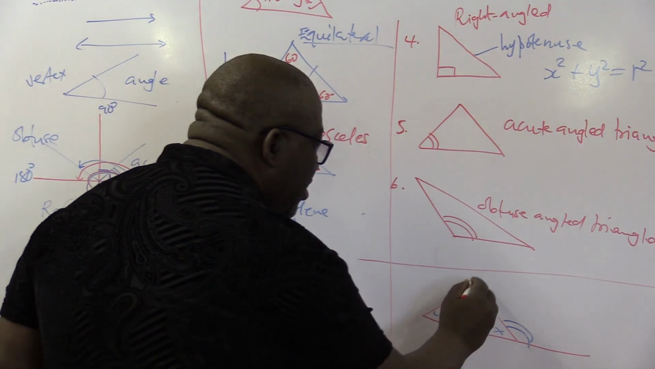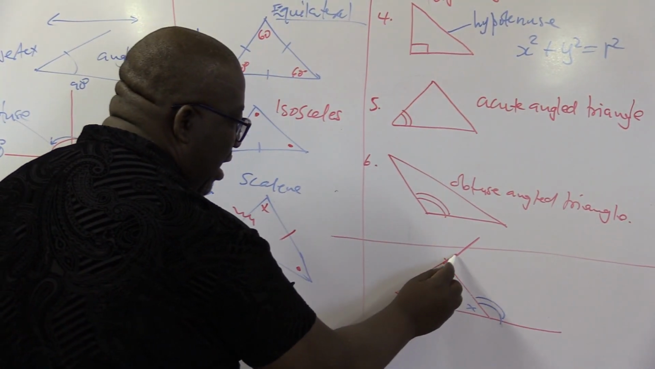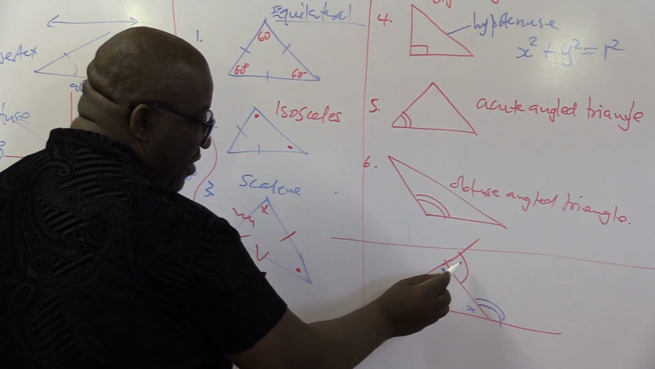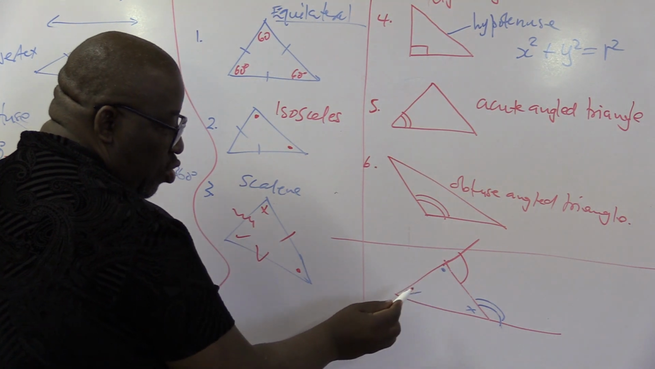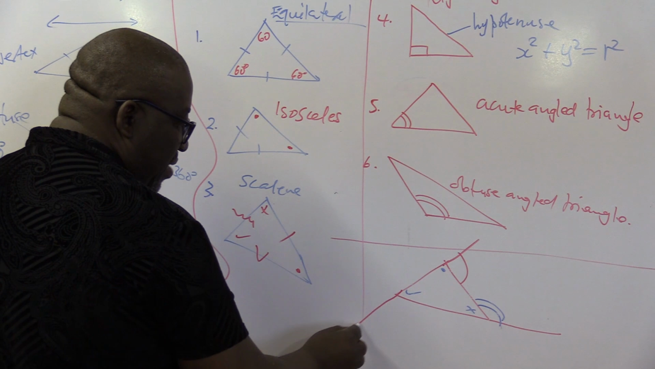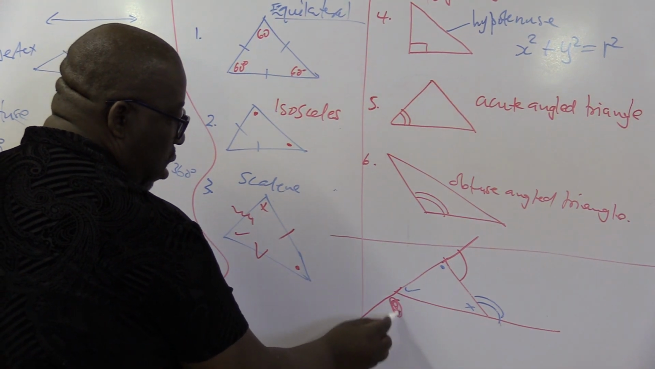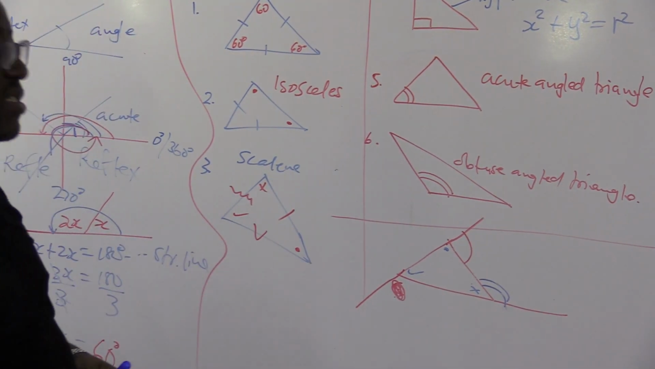No matter where the exterior angle is, let's extend it this side. Can you see where the exterior angle is? This becomes the exterior. Therefore, this angle will be equal to this plus this. The exterior angle is equal to the sum of the two opposite interior angles. So even if I extend it from this side, this one will be equal to this plus that. So that's called the exterior angle.